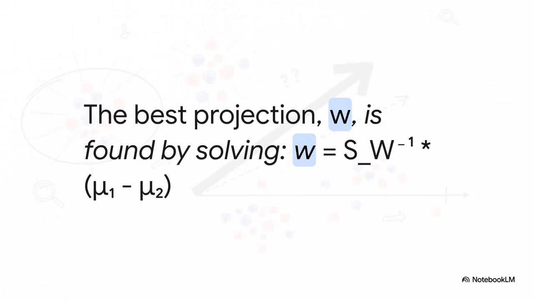So how do we combine these to find our perfect projection line, our W star? Well, it all comes down to this really elegant solution. We start with the simple direction between the two class centers. That's the mu1 minus mu2 part. But then, and this is the magic step, we adjust that direction using the inverse of our within-class scatter matrix. This is what essentially warps our line of sight to account for the shape of the data clouds, making sure we find the absolute best angle that minimizes their overlap when we project them.